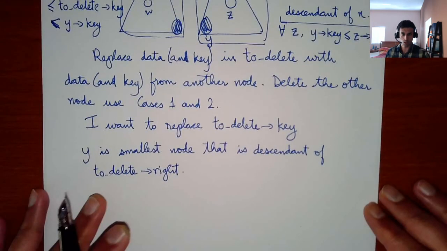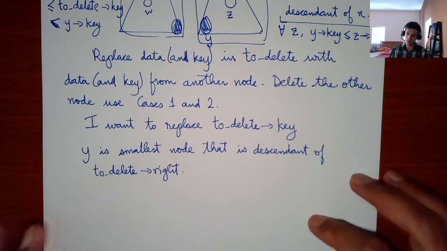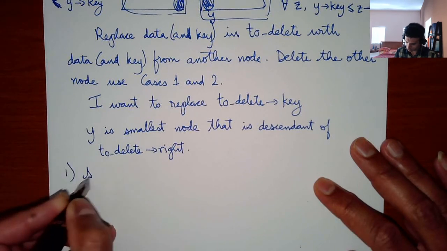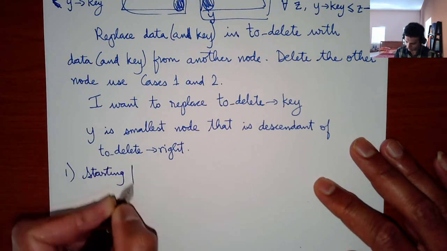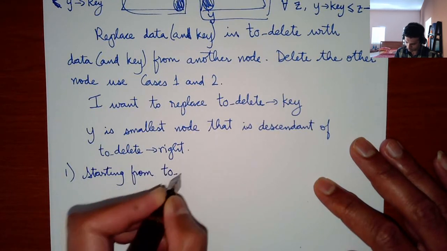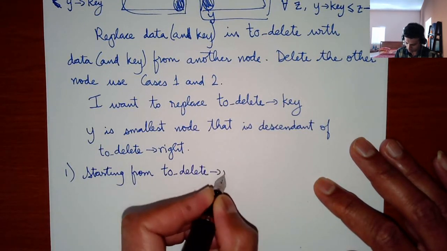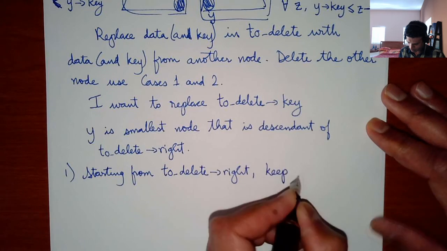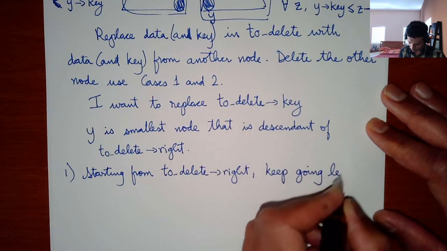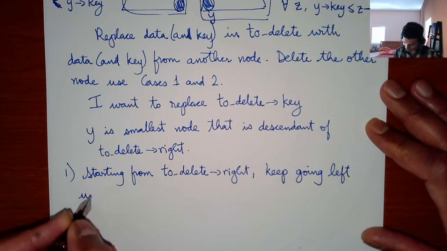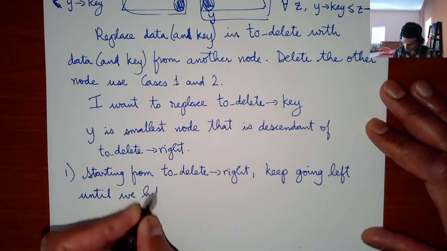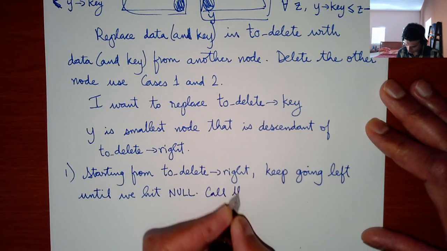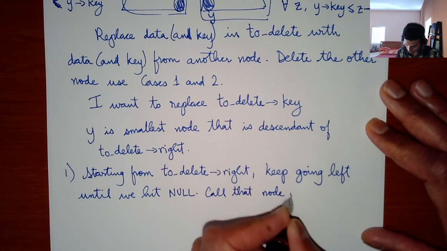So now let me write out the logic. Starting from to delete arrow right, keep going left until we hit null. Call that node Y. So that gives us Y.